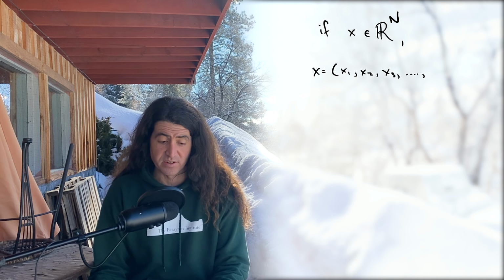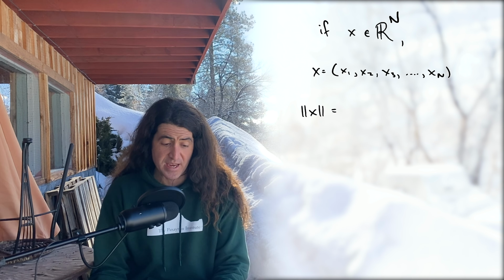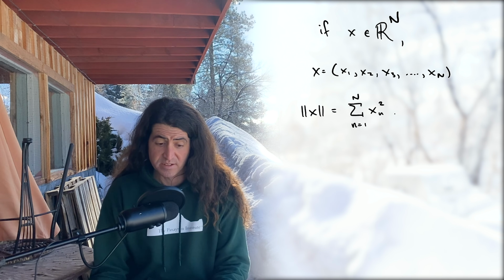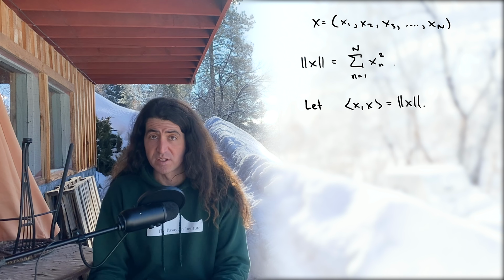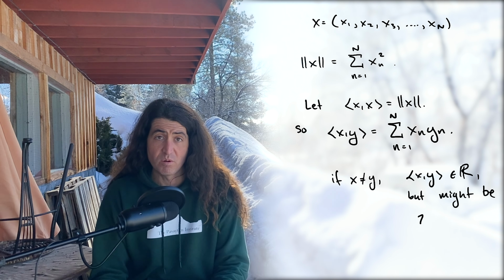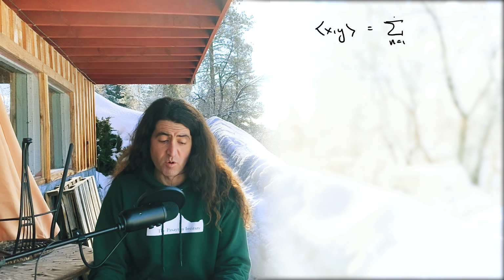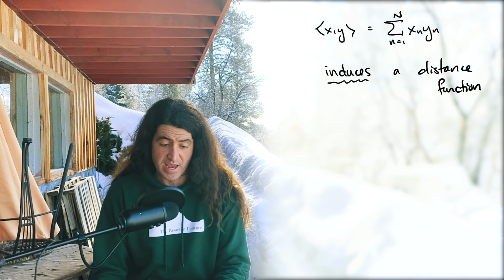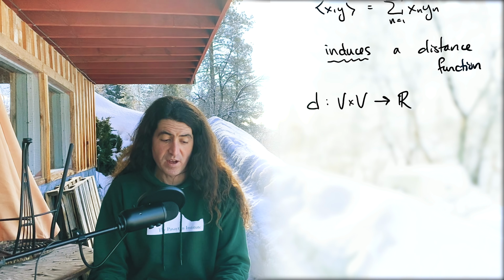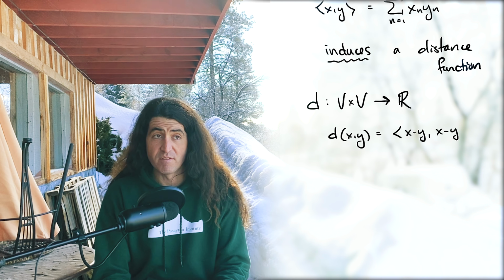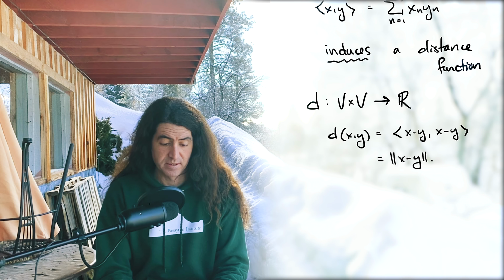So the prototypical case for this is inspired by the Euclidean distance function on R^n. If x is a vector in R^n with components x_i, the bilinear form of x with x equals the squared sum of the components. And this implies that, for y also in R^n, different from x, the product of x with y may be 0 or even negative. Nevertheless, the symmetric bilinear form induces a distance function on R^n, d(x, y), defined as the self-product of the vector x minus y.